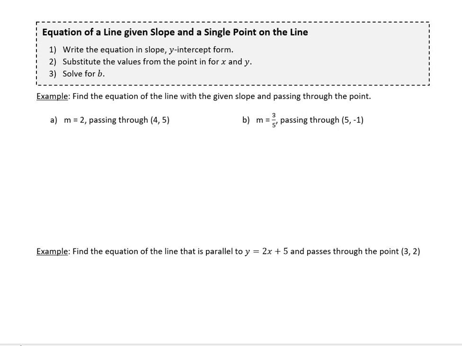So we're going to be moving towards slope y-intercept form using the slope we've been given. Then we're going to substitute in the values for x and y from the point, because that point is on the line, which means it has to satisfy the equation. And then we will know everything but b, and we can use our algebra skills to solve for b. So in this case, y is equal to mx plus b, m is 2. So we have y is equal to 2x plus b.